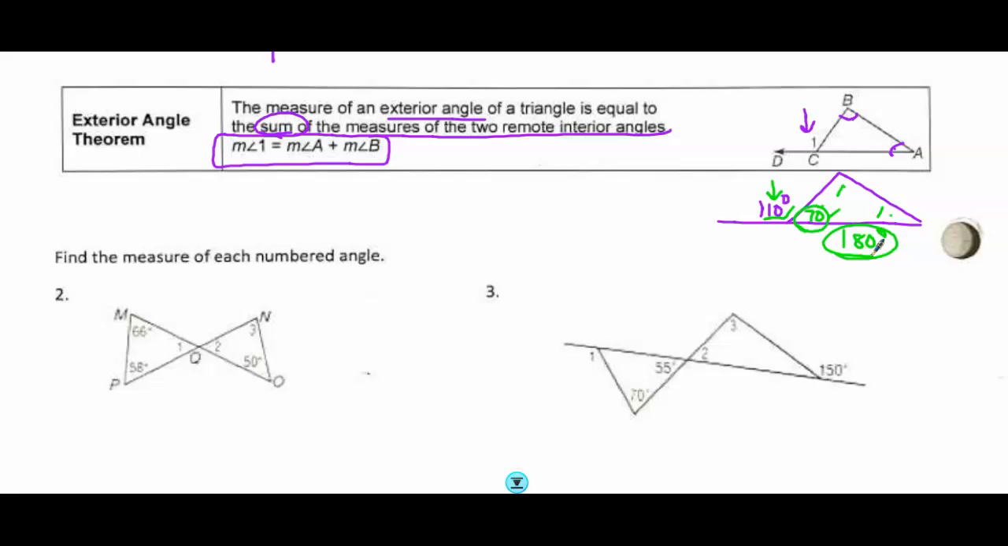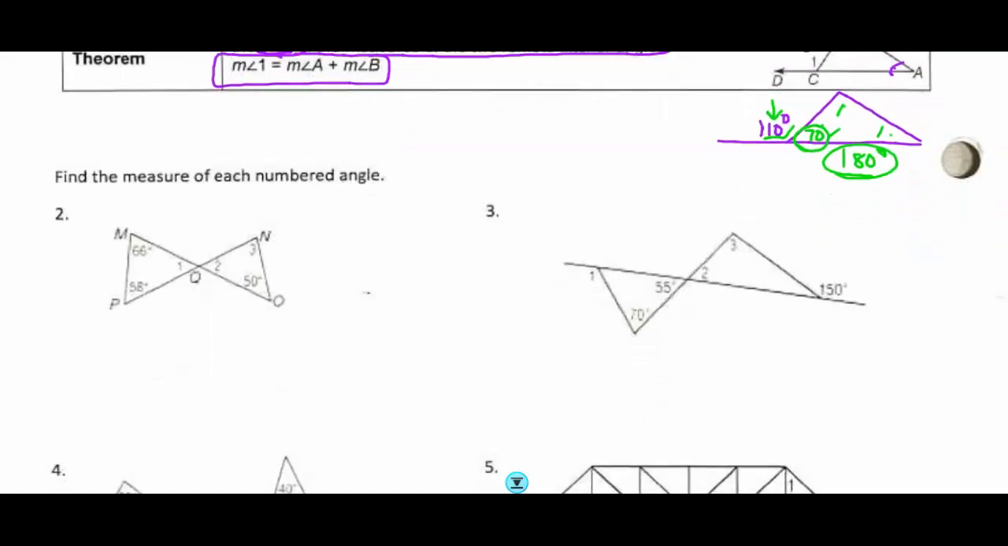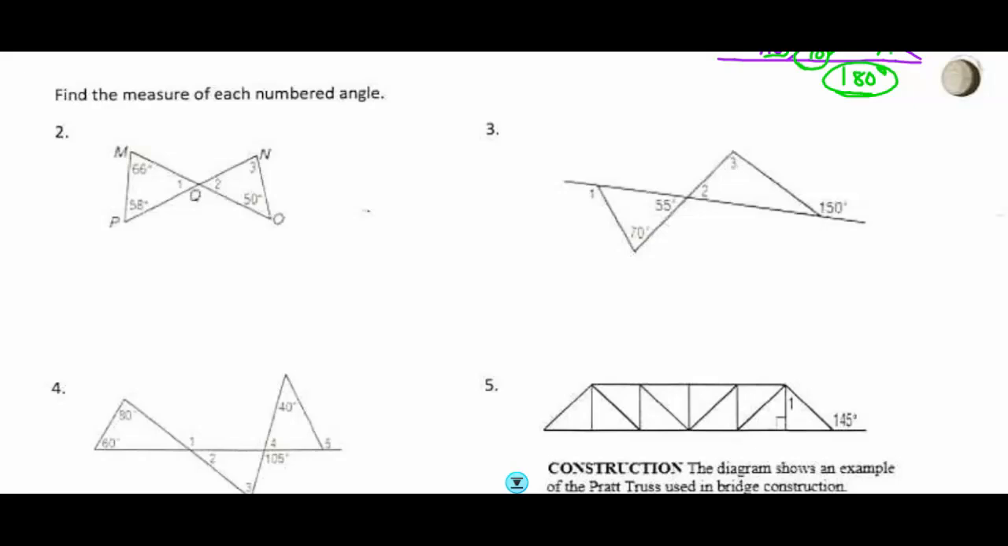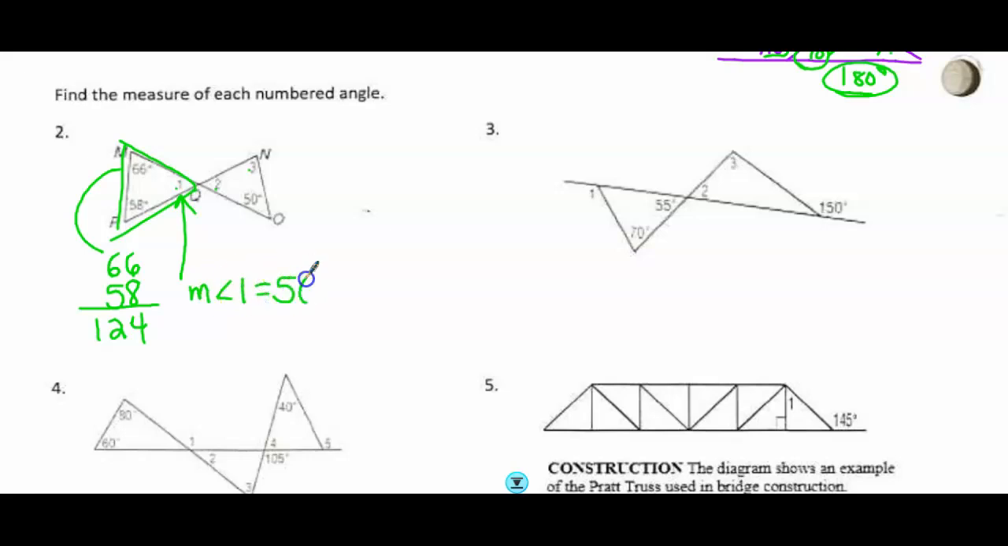Okay, so the last ones we have here, number 2, says find the measure of each angle. So we have 1, 2, and 3. Right here, this is kind of blurry, so I hope you have a copy in front of you. There's a triangle, so I know 66 plus 58 is 124, which means the measure of angle 1 would have to be 56, because they add up to 180, which means the measure of angle 2 has to be 56 because they are vertical angles.